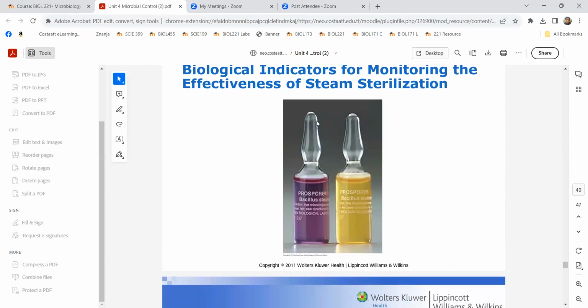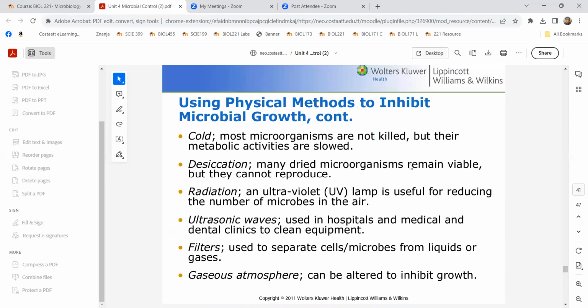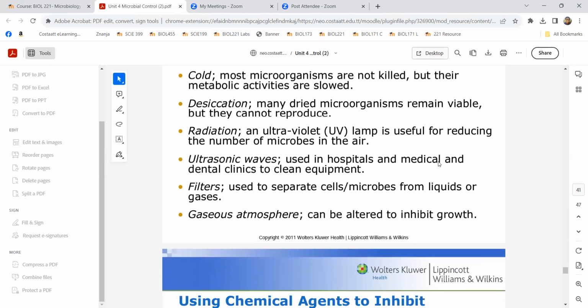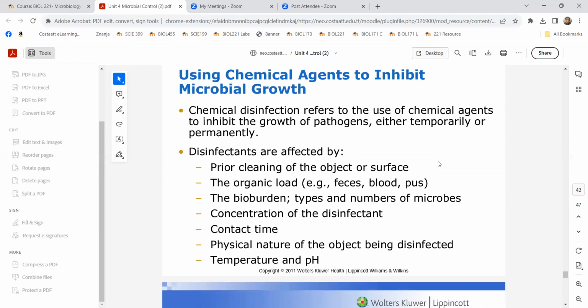You can also use indicators in the autoclave. If there's a color change, it also tells you that, yes, you have all your microorganisms killed. Cold can also be used, for example a fridge, right? However, it does not kill organisms, it just prevents them from multiplying. Desiccation, or drying organisms: they can still remain viable, meaning if they do have access to water again, they can start multiplying back. Radiation or UV lamps, ultrasonic waves, filters, gaseous atmospheres, these are all physical methods of inhibiting growth.